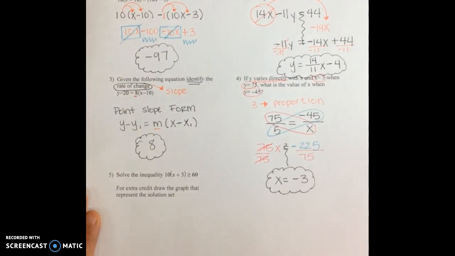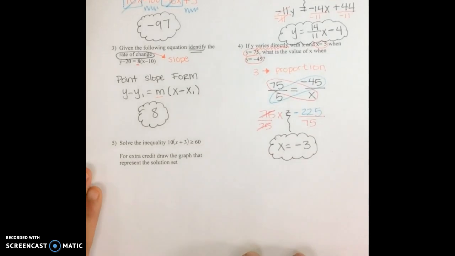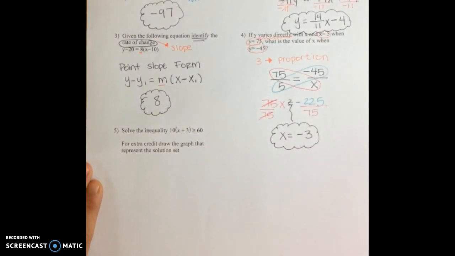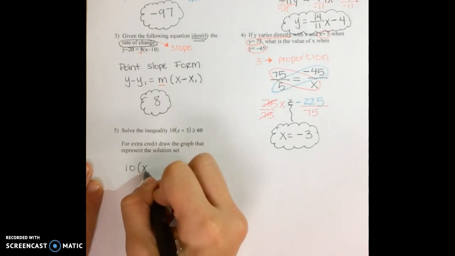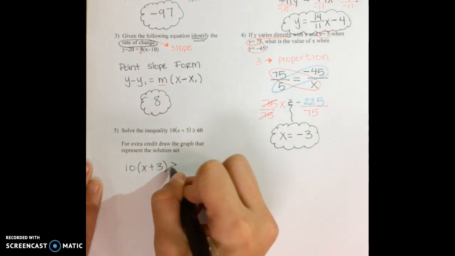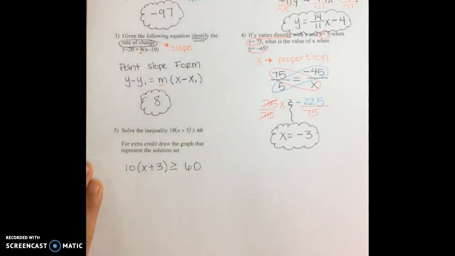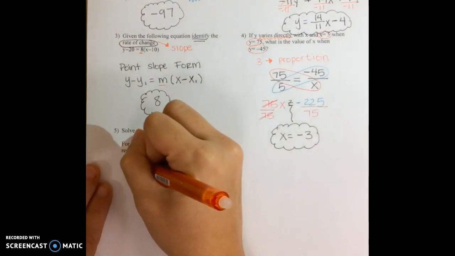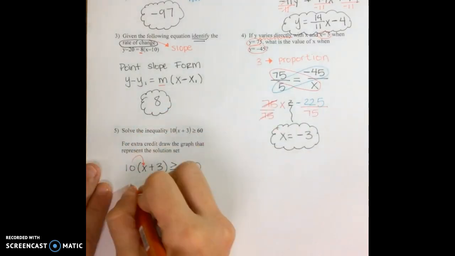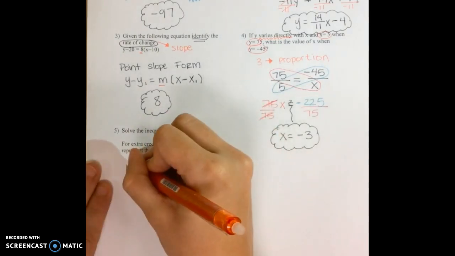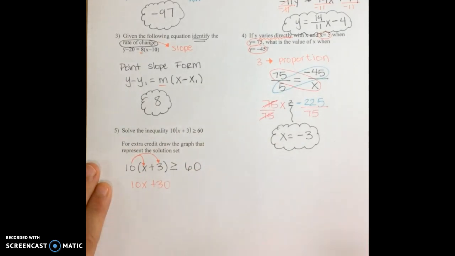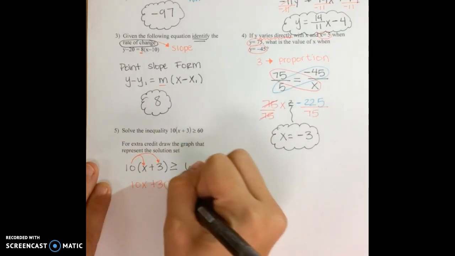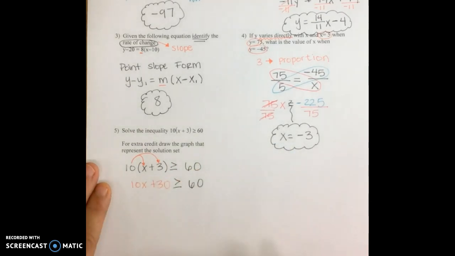All right, we have one more problem on your homework. Solve the inequality: 10 times the quantity x plus 3 is greater than or equal to 60. First thing I want to do, I have parentheses, so let's get rid of those. We're going to distribute. 10 times x is 10x, and then 10 times 3 is 30, is greater than or equal to 60.